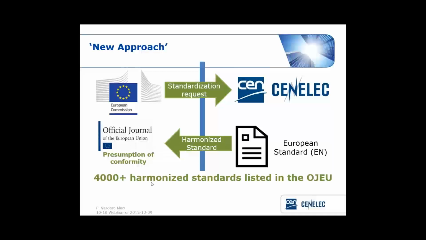We have more than 4,000. We cannot give you the figure because every week we have a new publication of references to standards. So the figure is increasing all the time. But we have above 4,000 harmonized standards, which is approximately 20 to 30% of our catalog supporting regulations and policies.